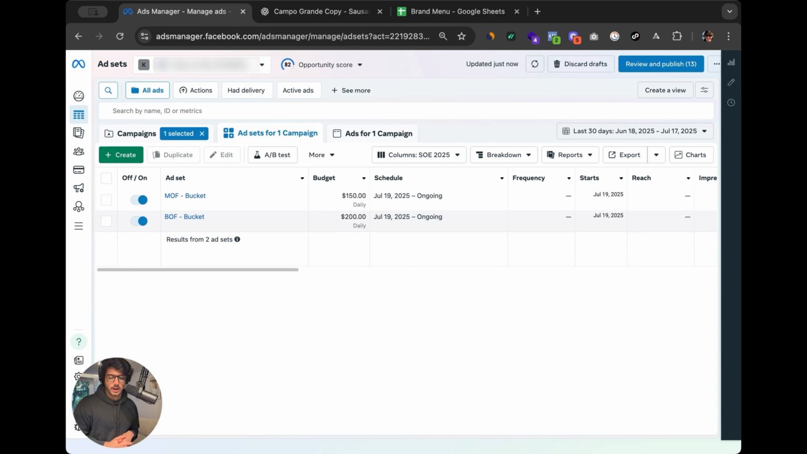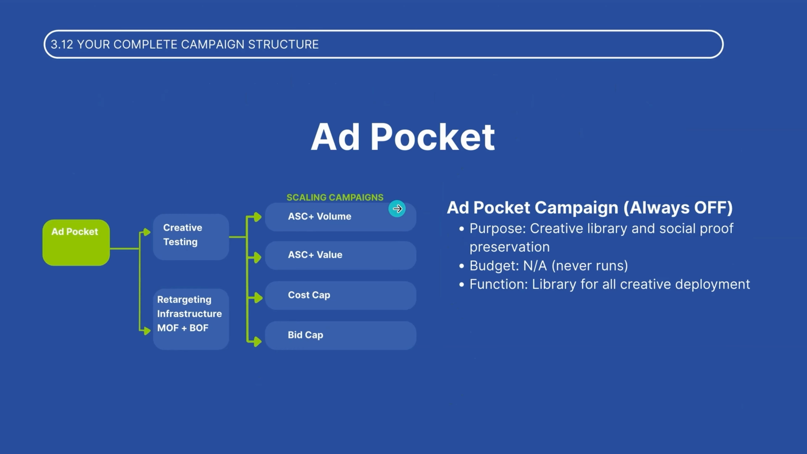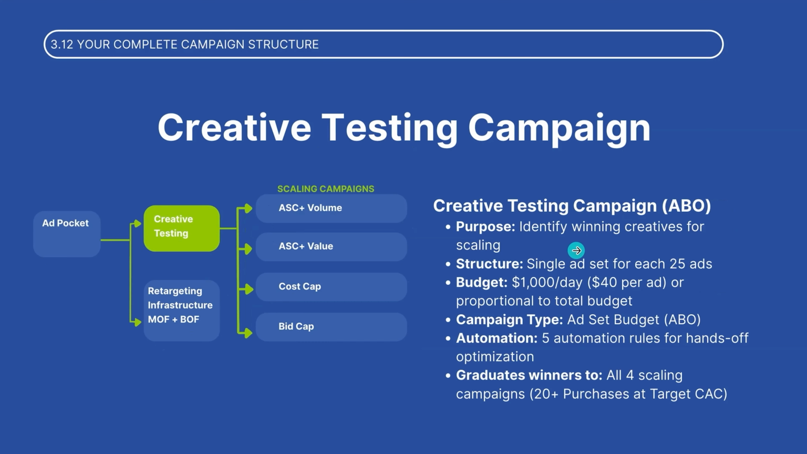So in the next section, I am going to show you a slide of the campaign structure you should be running on Meta for maximum success. So see you there. So summing up, here's our complete campaign structure. We have our ad pocket, our creative testing campaign, our retargeting infrastructure, and our scaling campaigns. Our ad pocket is our creative library and our way to build post IDs for ease of deployment and social proof preservation. Our creative testing campaign is where we identify winning creatives so that we can move them to our scaling campaigns.